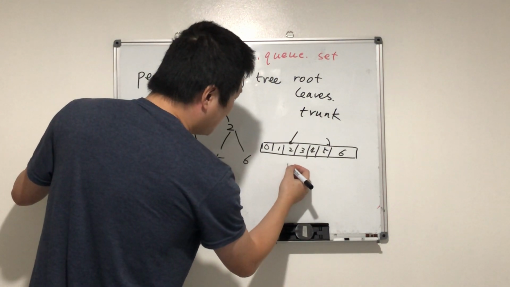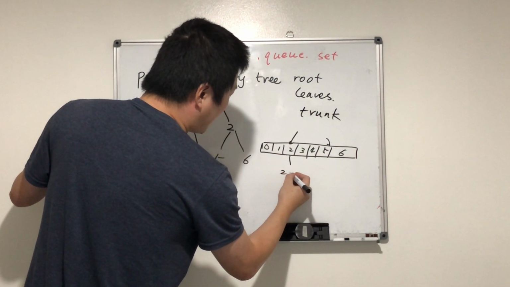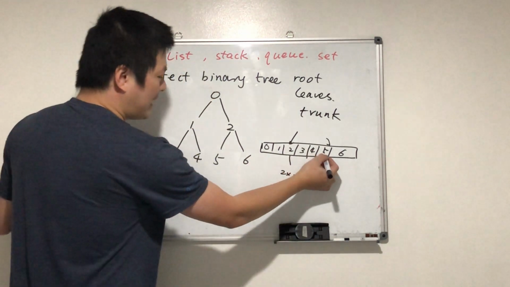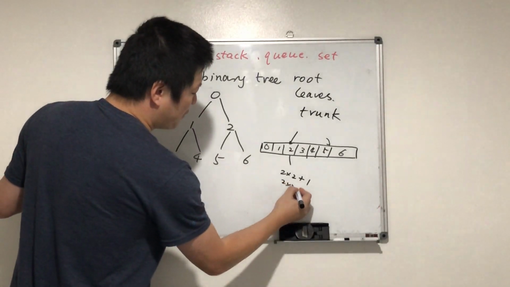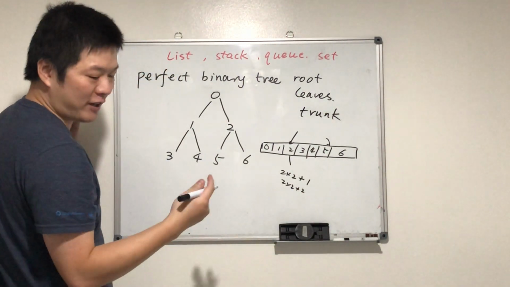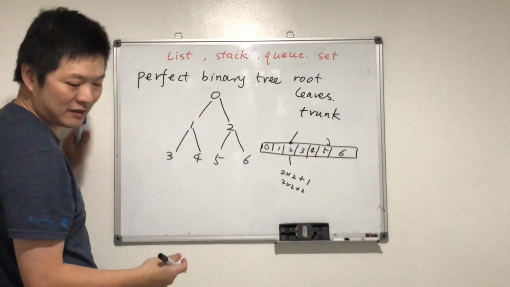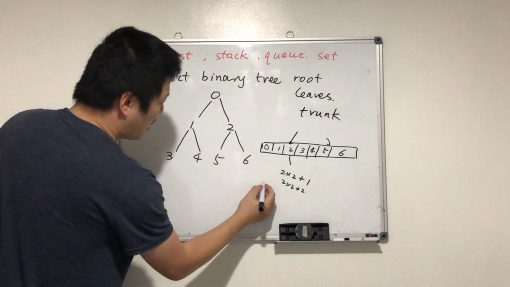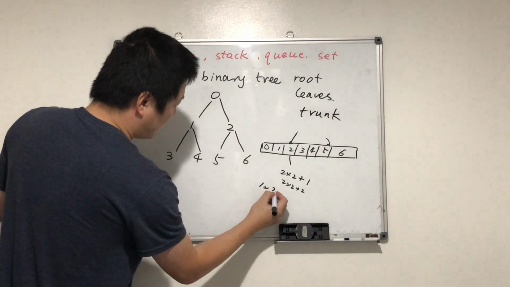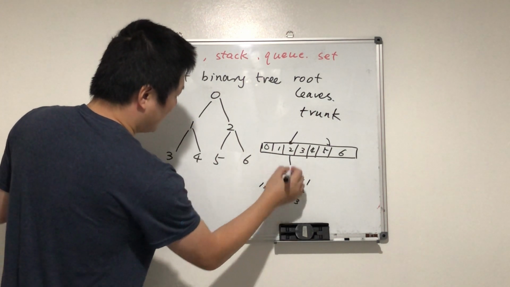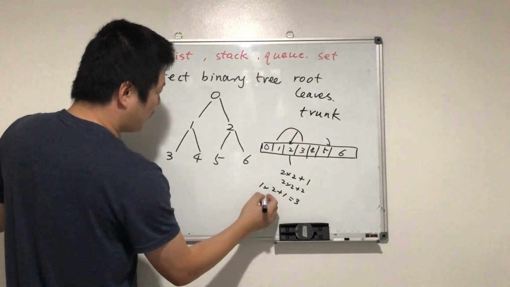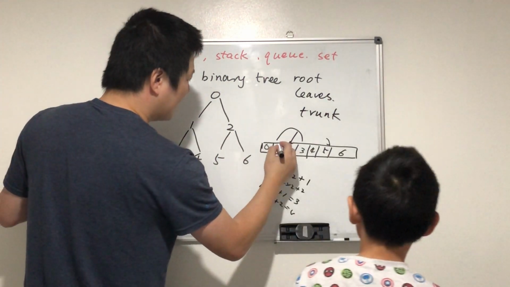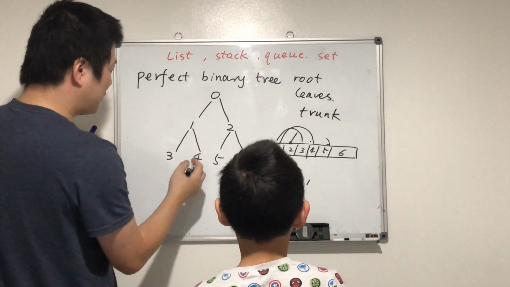Look at this: 2 times 2 plus 1. That will be its left kid. 2 times 2 plus 2. That will be its right kid. Alright? The second kid. Let's take 1 for example. 1 times 2 plus 1 equals 3, right? And 1 times 2 plus 2 equals 4, okay? So get it?